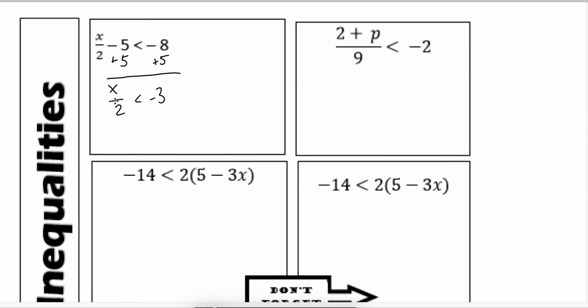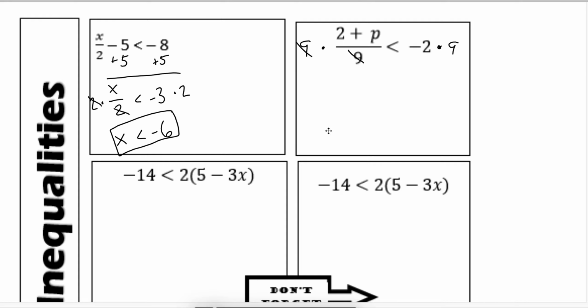Okay, get rid of this 2. This is x divided by 2. So instead of dividing, we have to do the opposite, which is multiplication. Cancel, cancel. We're left with x is less than negative 3 times 2, which is negative 6. Same principle here: 2 plus p divided by 9 is less than negative 2. Let's get rid of this 9 first. The opposite of division is multiplication. We're going to multiply both sides by 9.